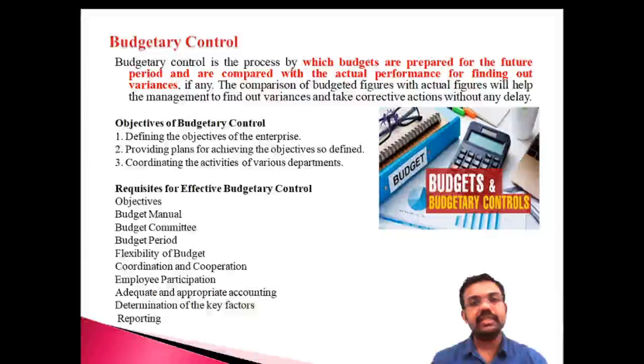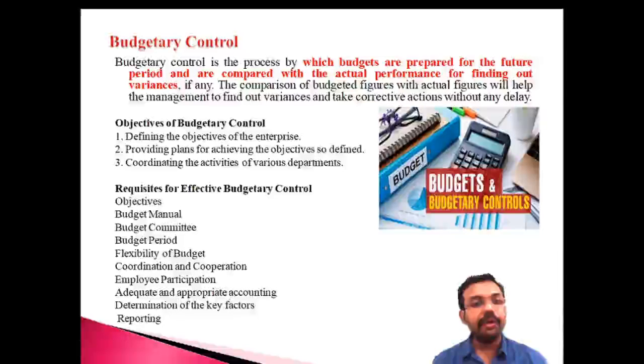So there is a standard. There is fixing the standard and also measuring the actual expense. Suppose for one year the management fixes what it expects as the standard expenditure. After the period, they compare the actual performance with the standard and find out the variance, whether there is a deficiency or a surplus. So the comparison of the budgeted figure with the actual figure helps management find out the variance and take corrective action without any delay.